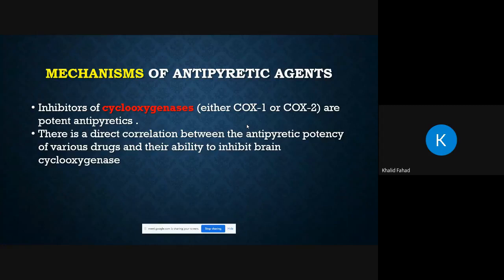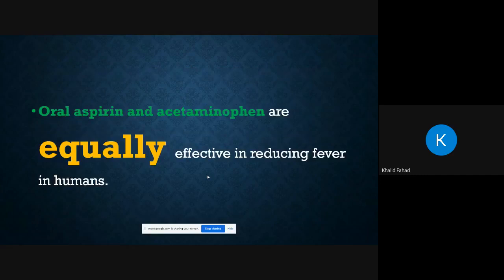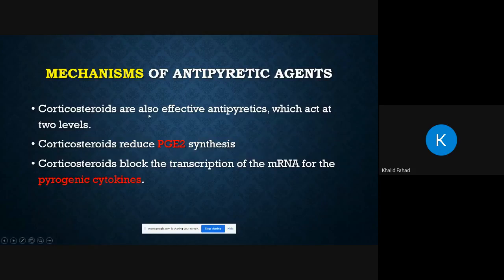The substrate for cyclooxygenase is arachidonic acid, released from the cell membrane, and the action of cyclooxygenase is the rate limiting step in the synthesis of prostaglandin E2. So the cyclooxygenases produce prostaglandin E2 from arachidonic acid released from the cell membrane, either via COX-1 or COX-2.